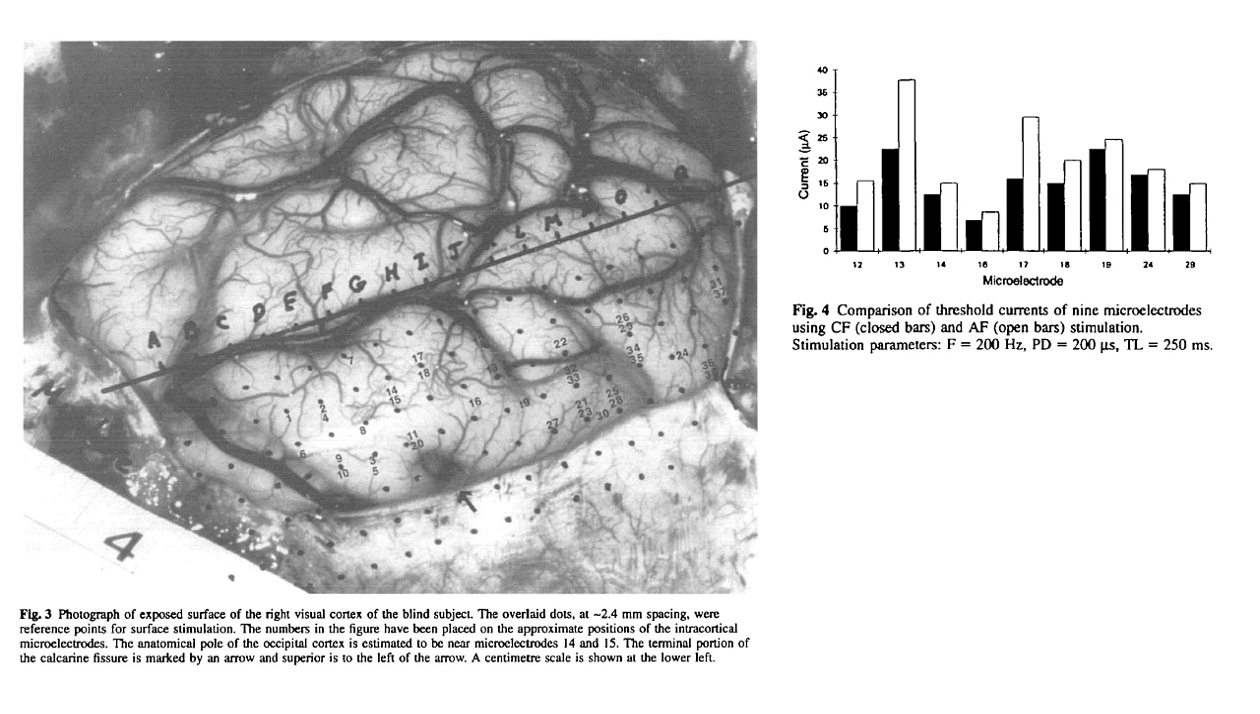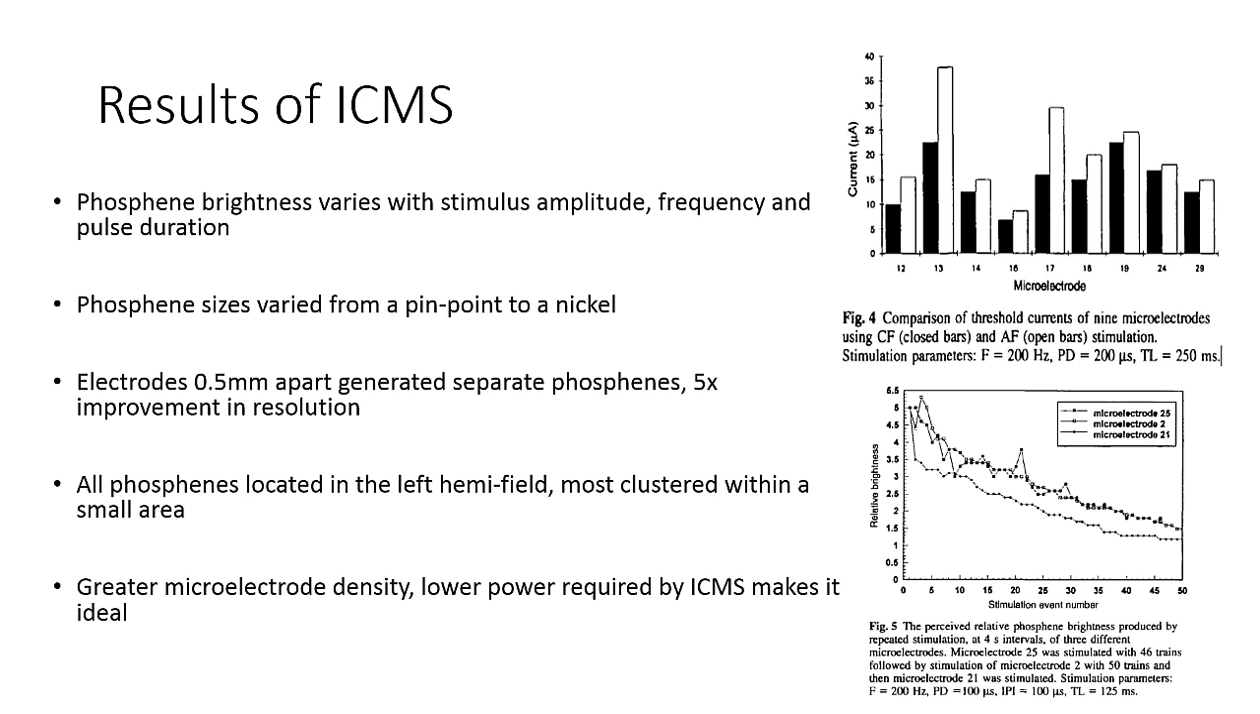As you can see on the figure on the left, the photograph of the exposed surface of the right visual cortex, with the dots indicating the points at which the electrodes would be implanted. The figure on the left shows the threshold currents recorded for the microelectrodes, and as you can see, most of them are well below 25 microamps.